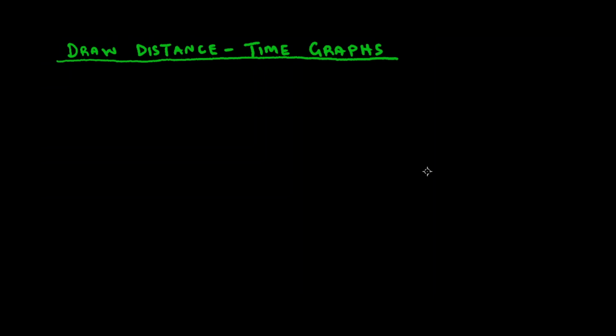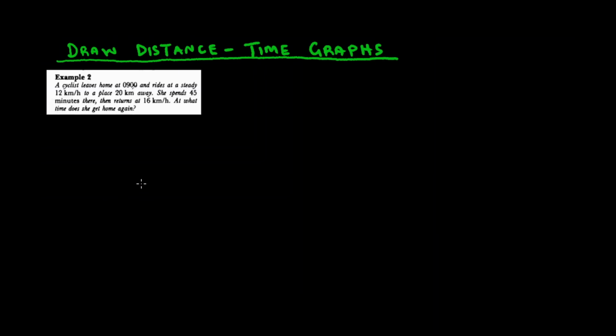So let me put the example down. This is the example of how we draw distance time graphs. Let's read the whole question together and see how we approach it. A cyclist leaves home at 900 hours and rides at a steady 12 kilometers per hour to a place 20 kilometers away. She spends 45 minutes there, then returns at 16 kilometers per hour. At what time does she get home again? Once the question is like this, it is finished.